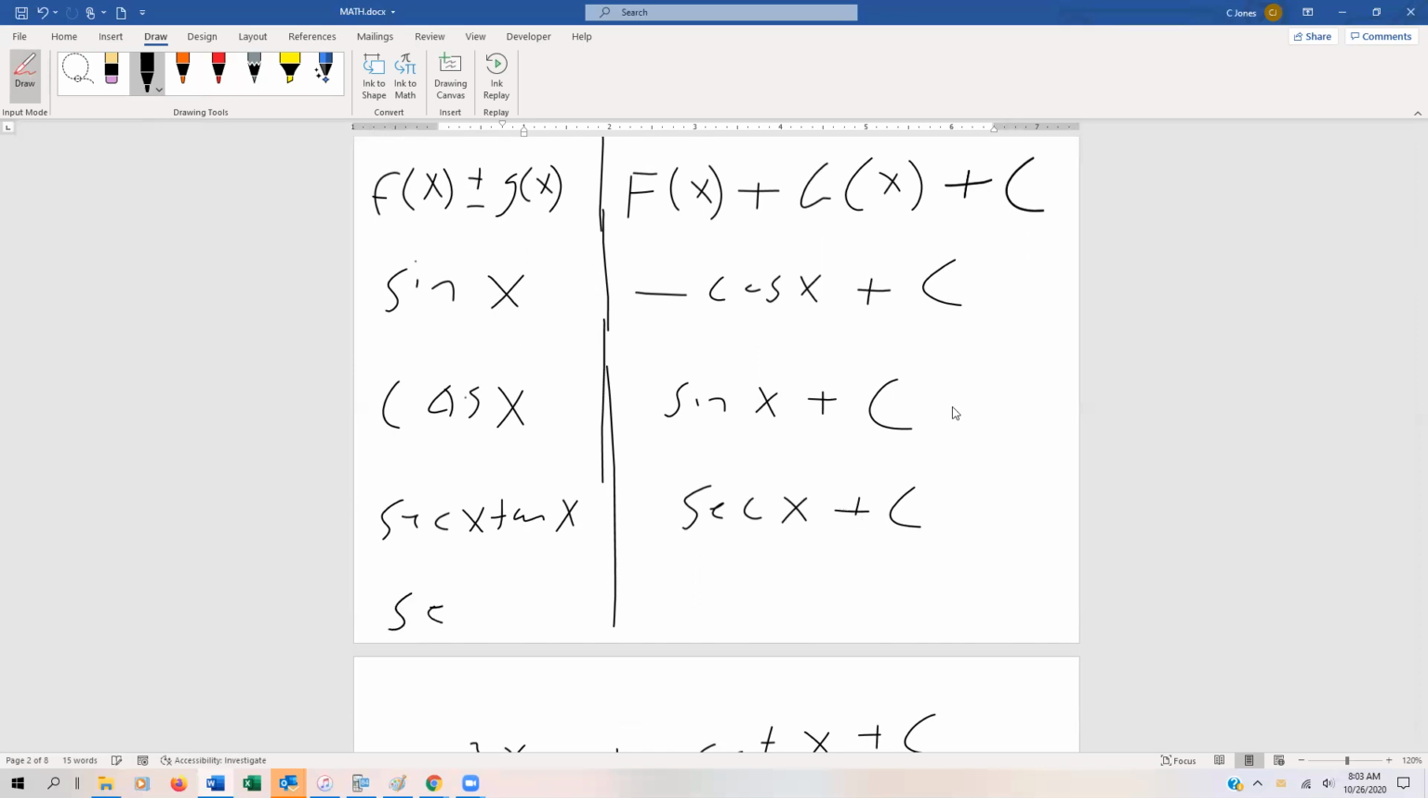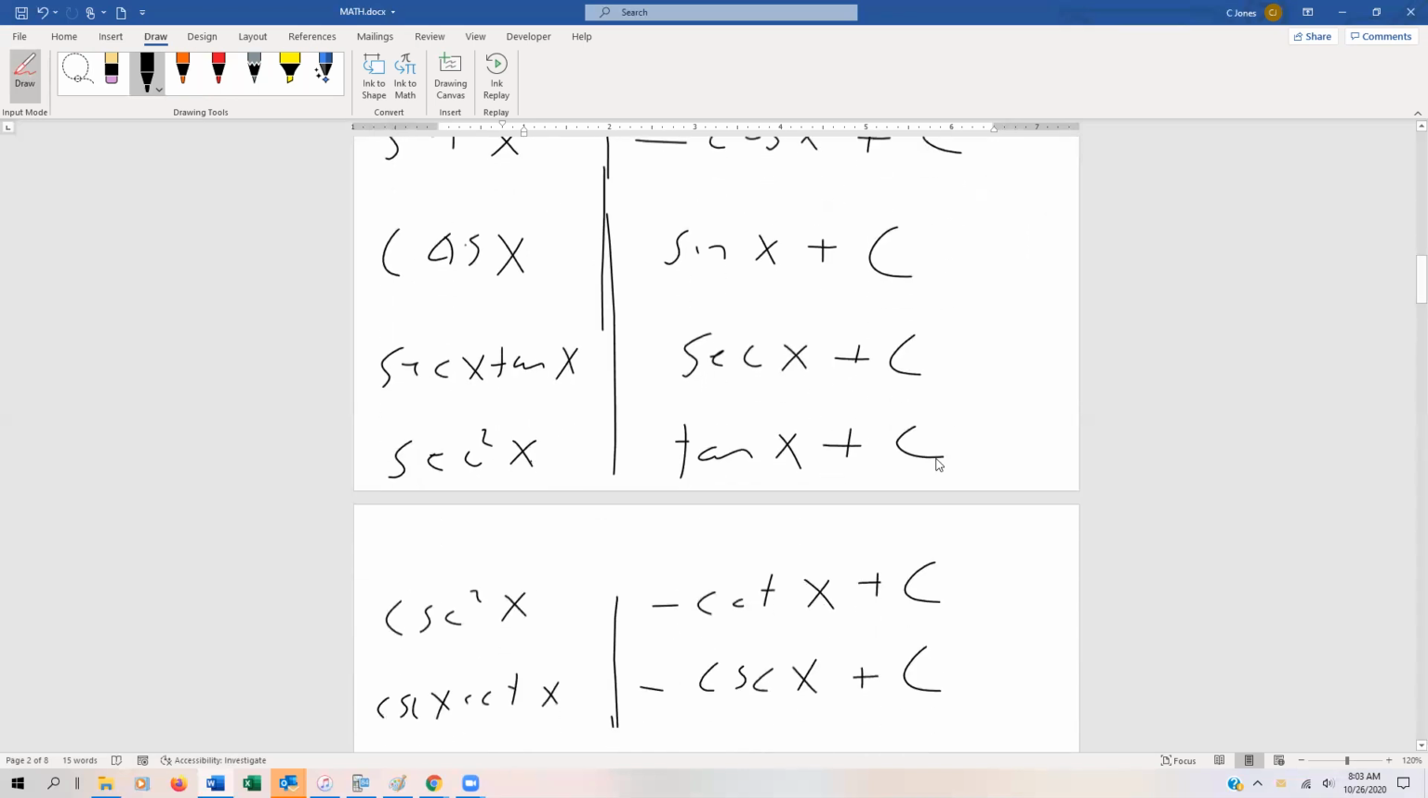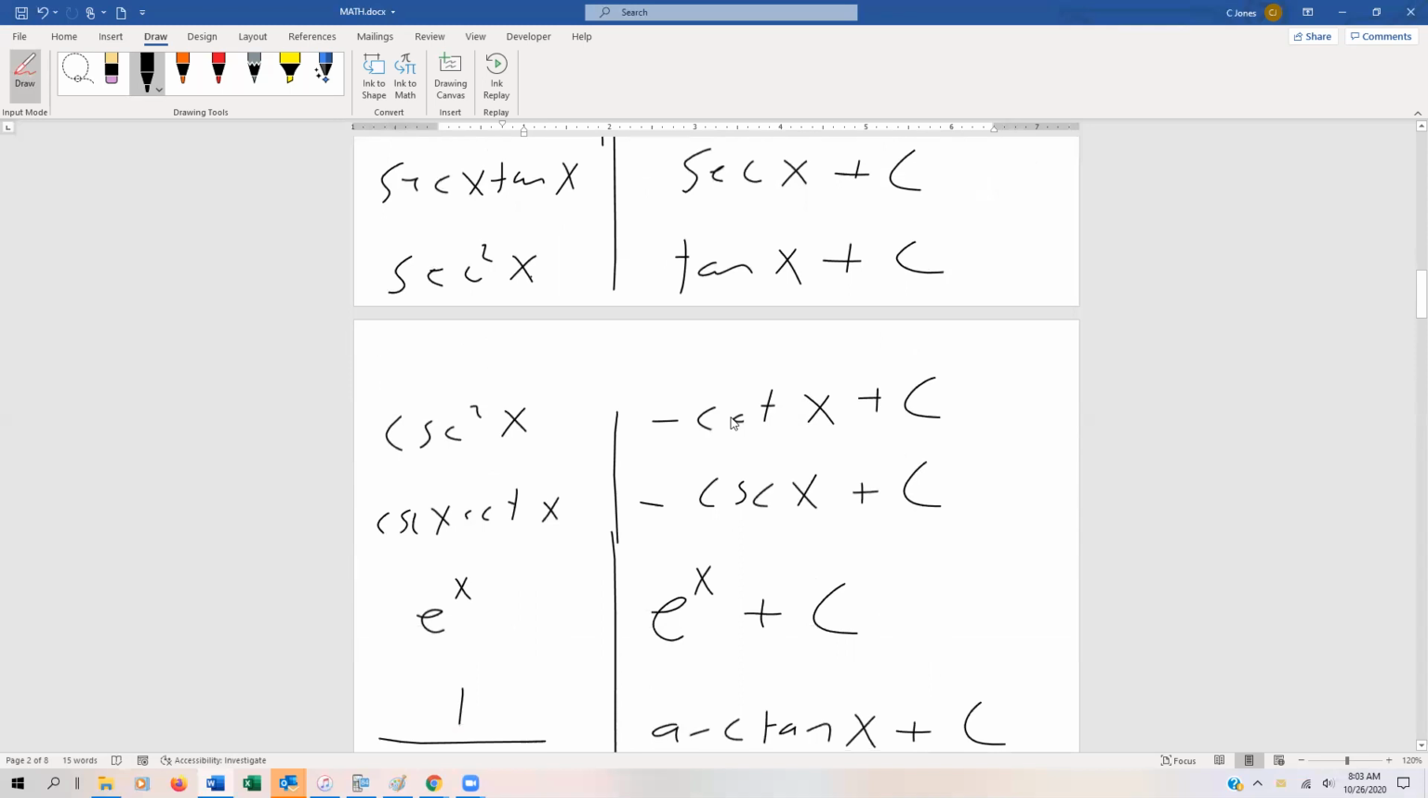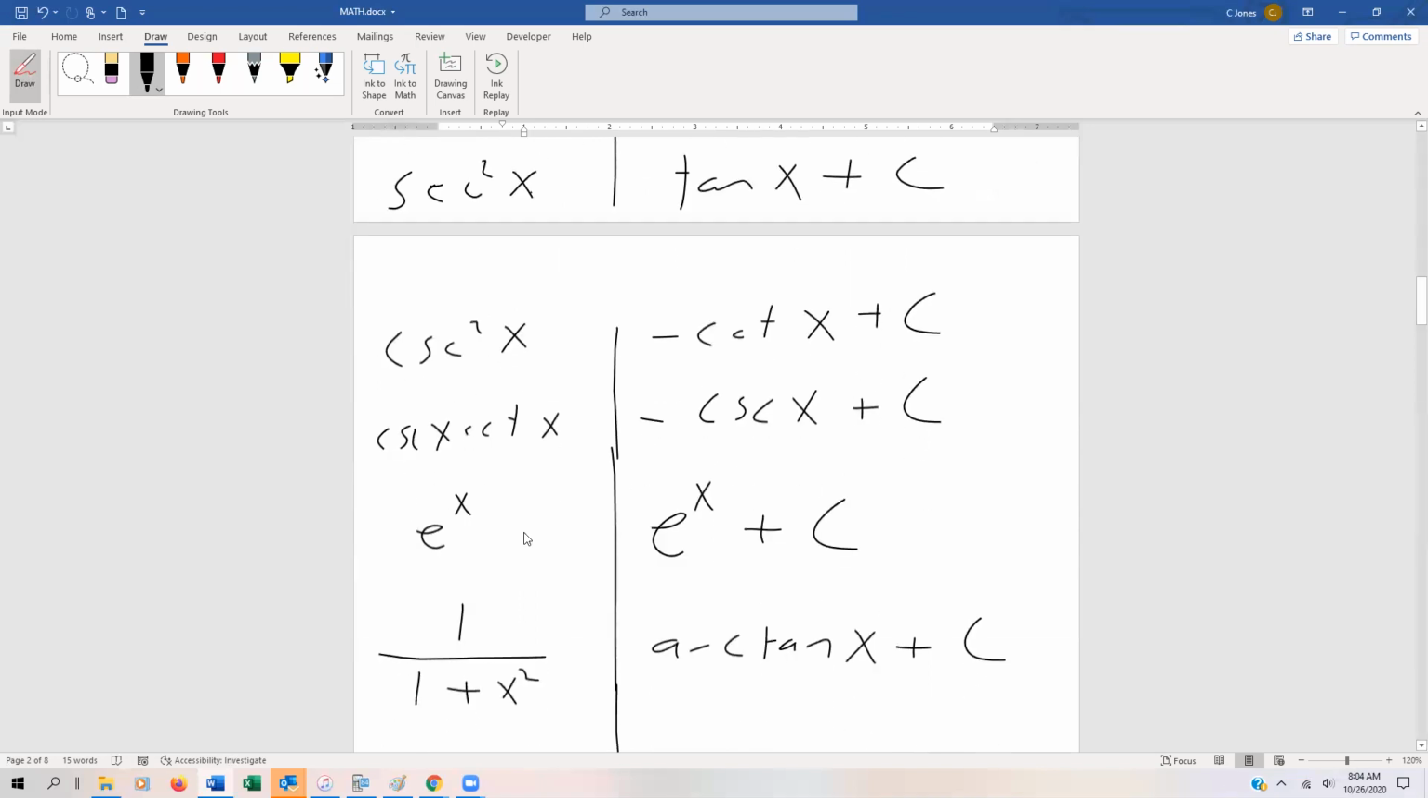Very similar, you might remember sec squared of x. If you took the derivative of tangent of x, that gave you sec squared. If you took the derivative of cotangent, that gave you negative cosecant squared. So now we just flip the negatives around. And same thing with negative cosecant, that would give you cosecant cotangent. All right, so again, all we're doing is memorizing our derivative rules and using the reverse of them.